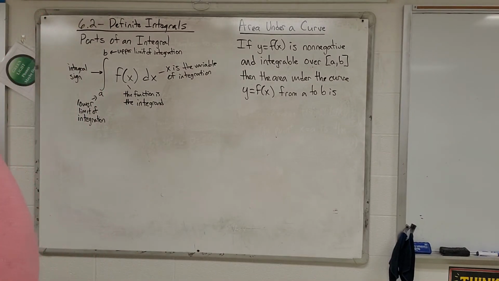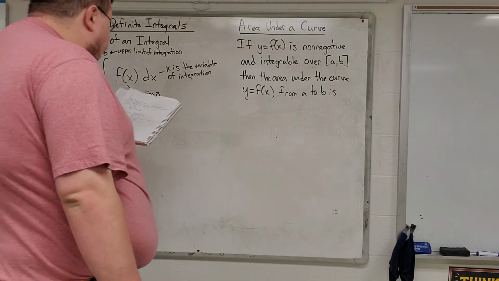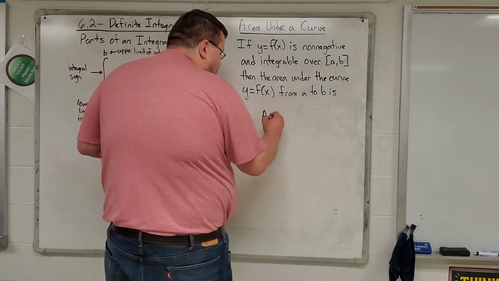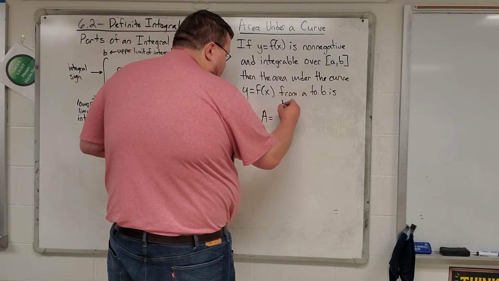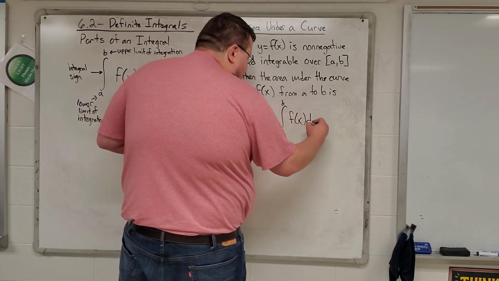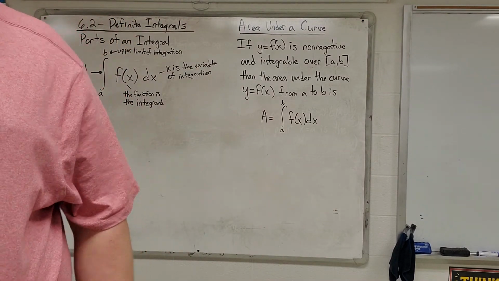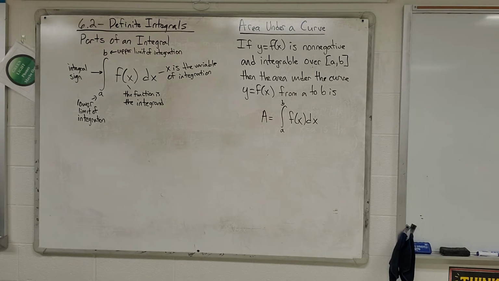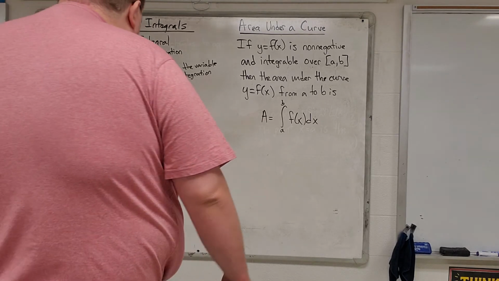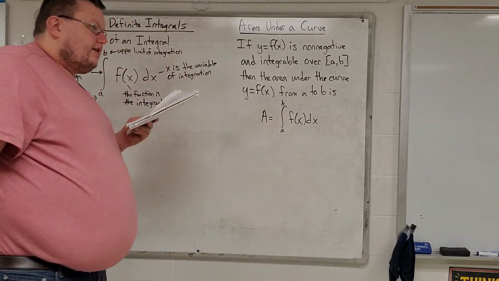so if y equals f of x is non-negative and integrable over a to b, then the area under the curve y equals f of x from a to b is equal to the integral from a to b of f of x dx. So the definite integral gives me the area under the curve. When we learn later on how to find that exactly, even though you could probably do it right now with some mild hints, you'd be able to find that exact area.